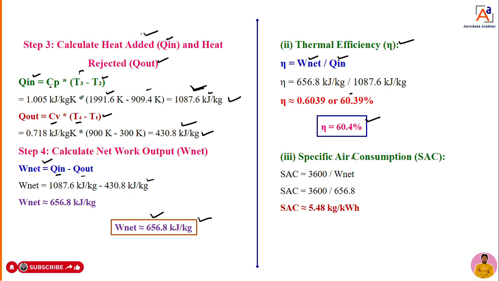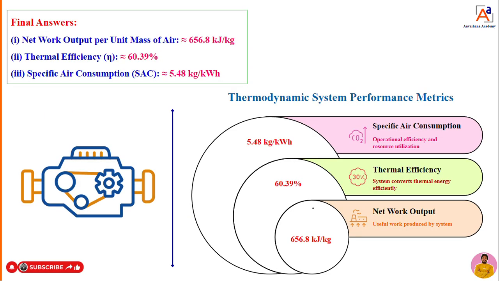That is okay. Now specific air consumption. How to calculate that? We know per kilowatt hour he is asking. Hour means what? Whatever we got is in kilojoules per kg per second, but 1 hour is equal to how many seconds? 3600. So 3600 divided by work net. So how much are we getting now? This much, 5.48 kg per kilowatt hour. That is the specific air consumption. That is the third finding. Okay, so this is how to solve the problem.